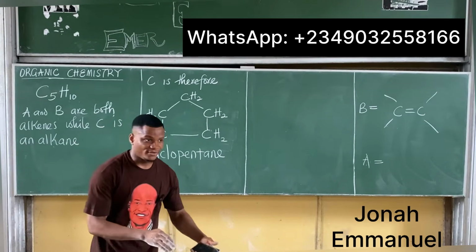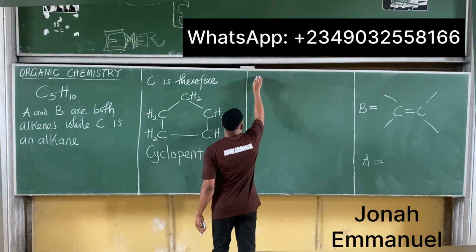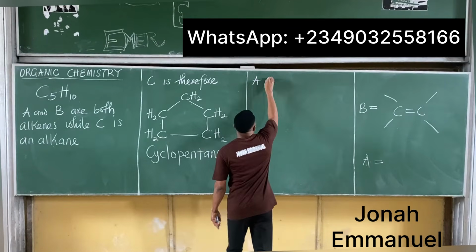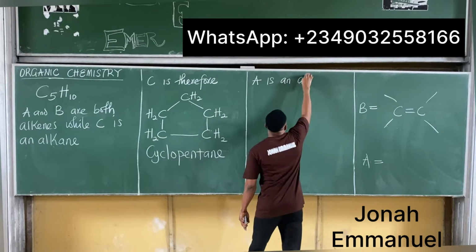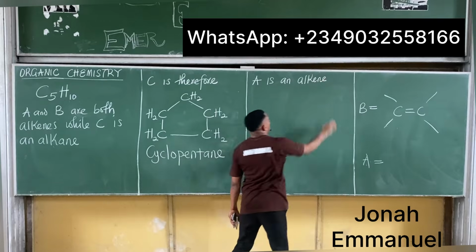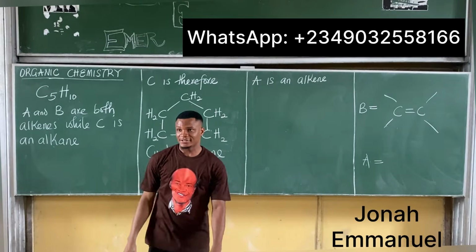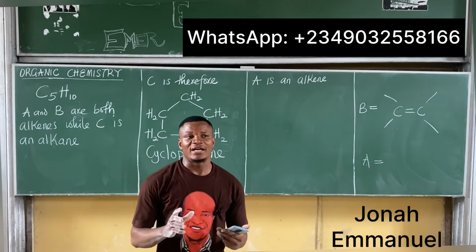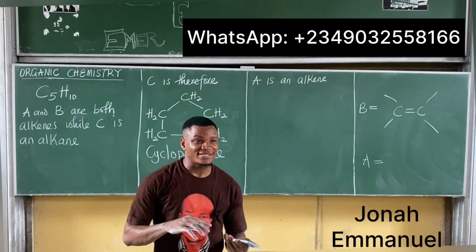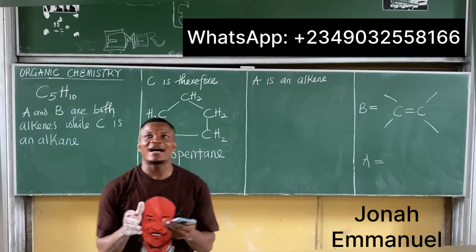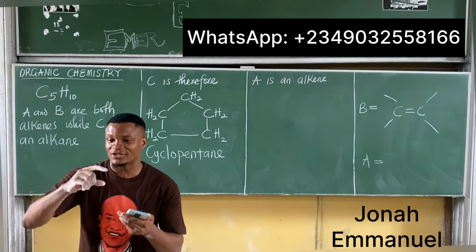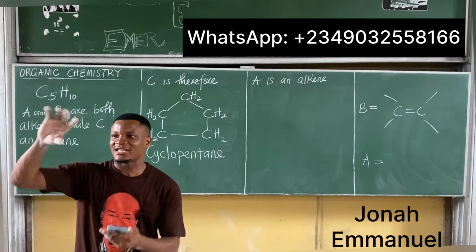A and B. Let's get A. For A, what will A be? A is an alkene. Now we know what is an alkene, but it said A does not exhibit stereoisomerism. So we are having an alkene that is not cis and trans. If it is not cis and trans, what does it mean there?